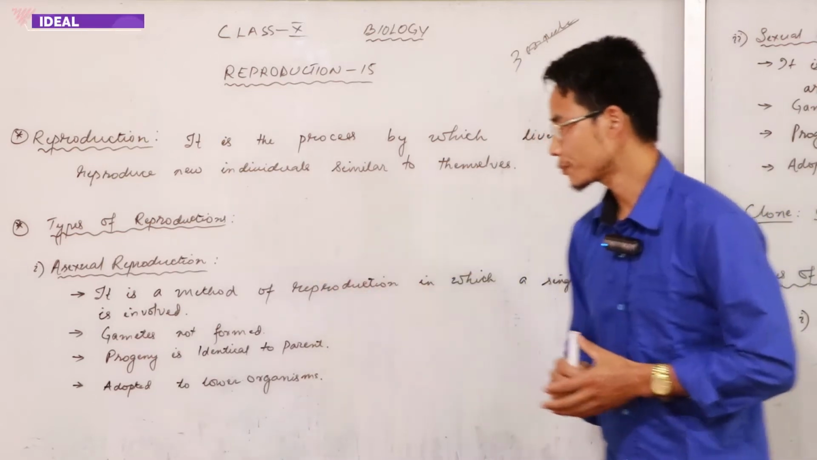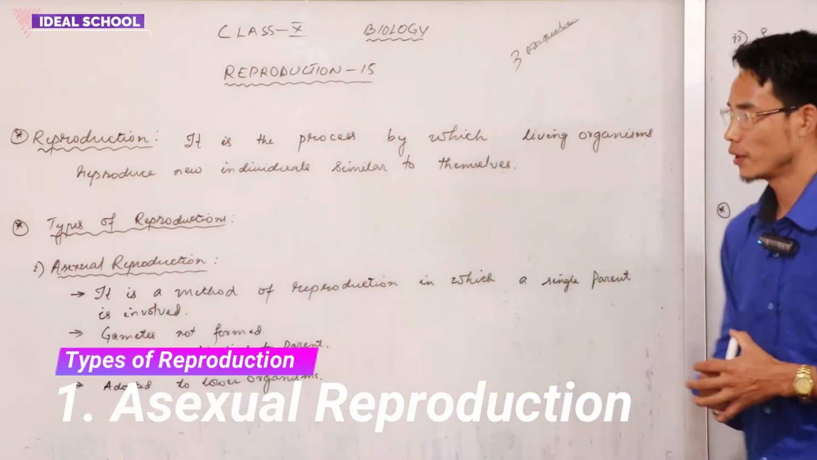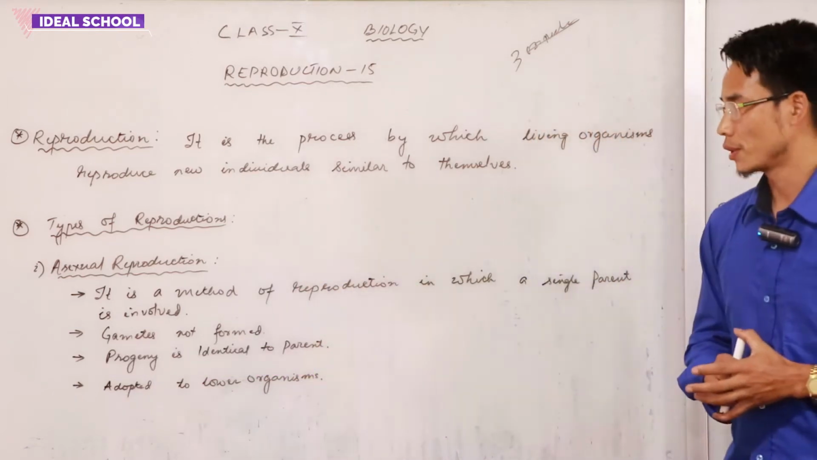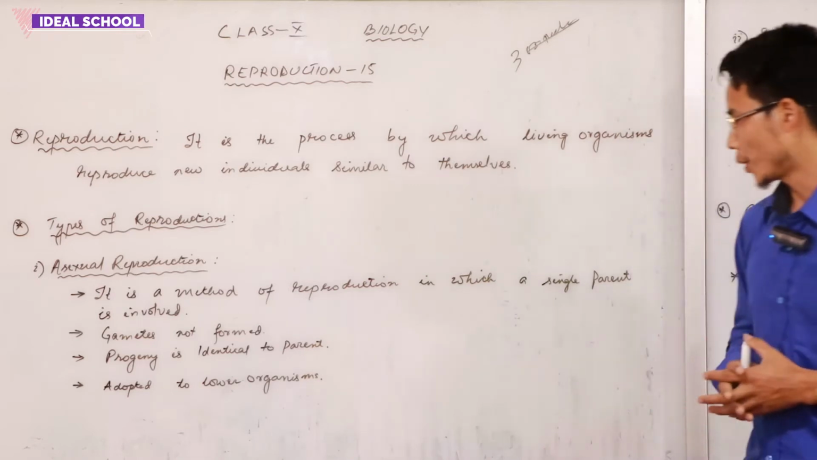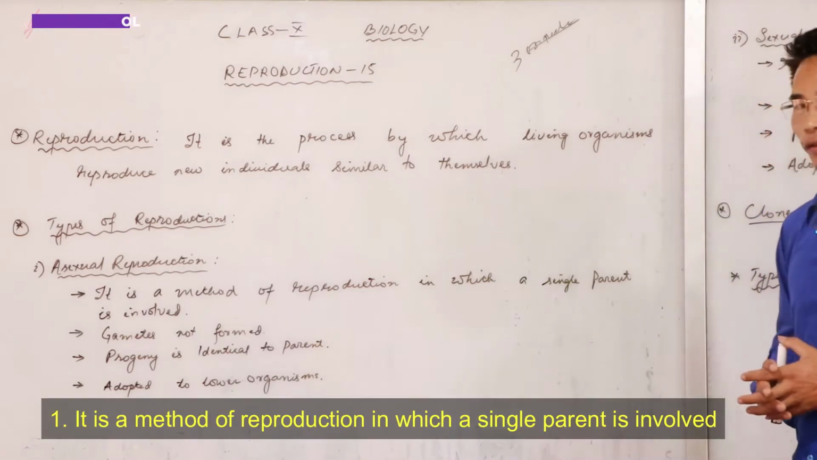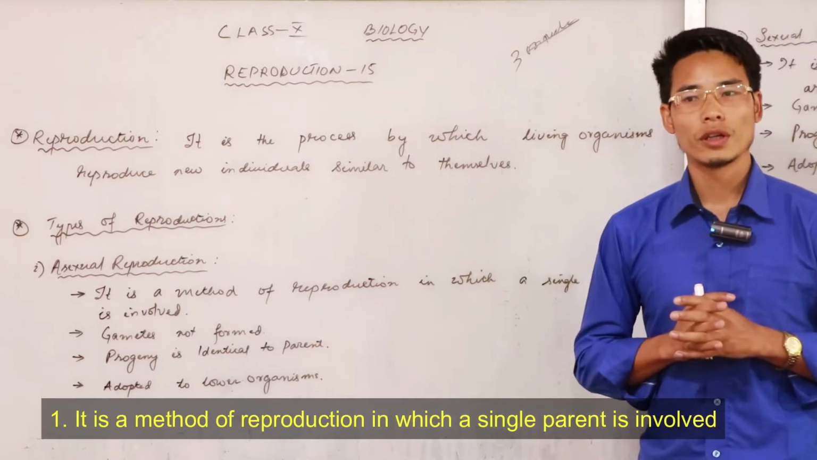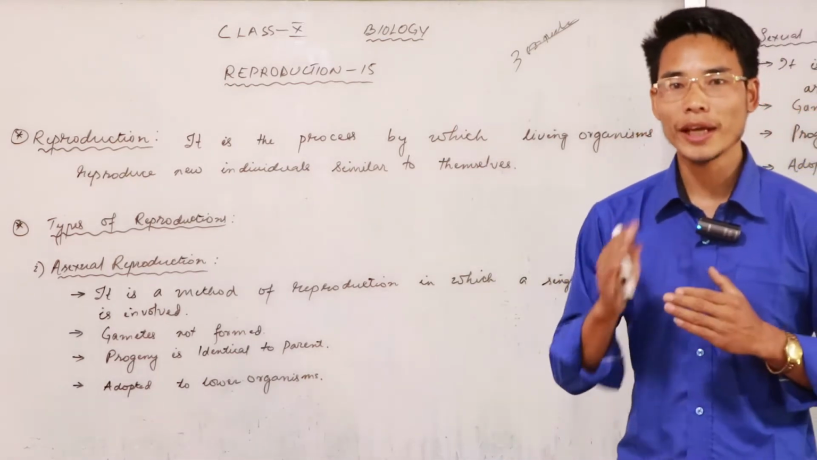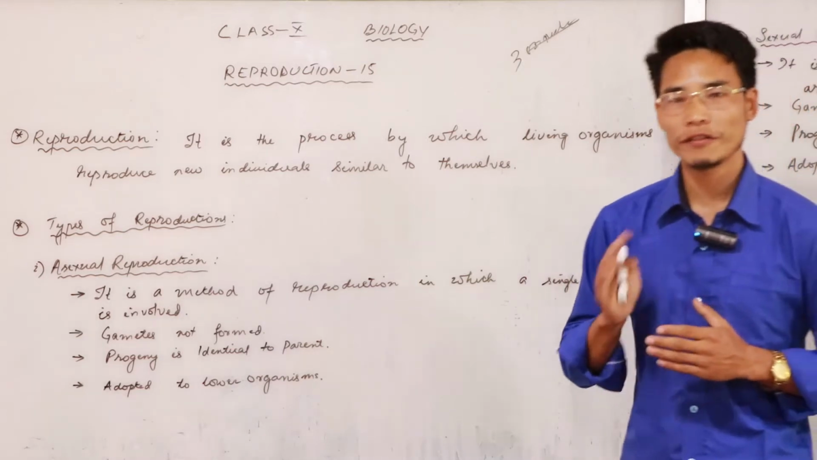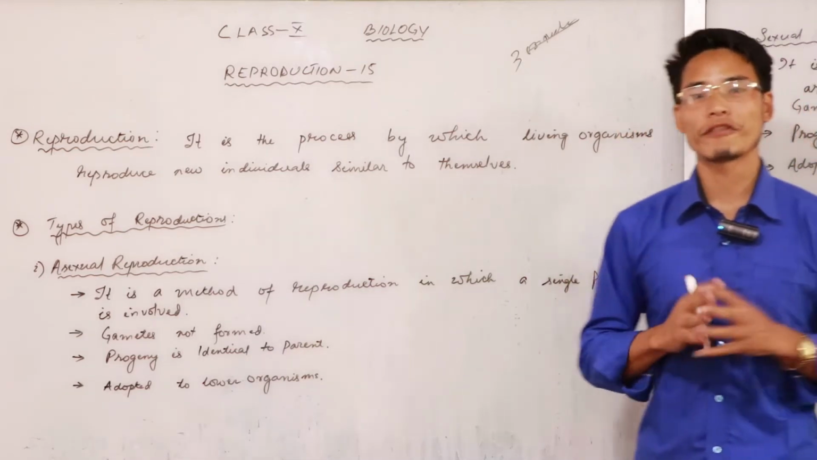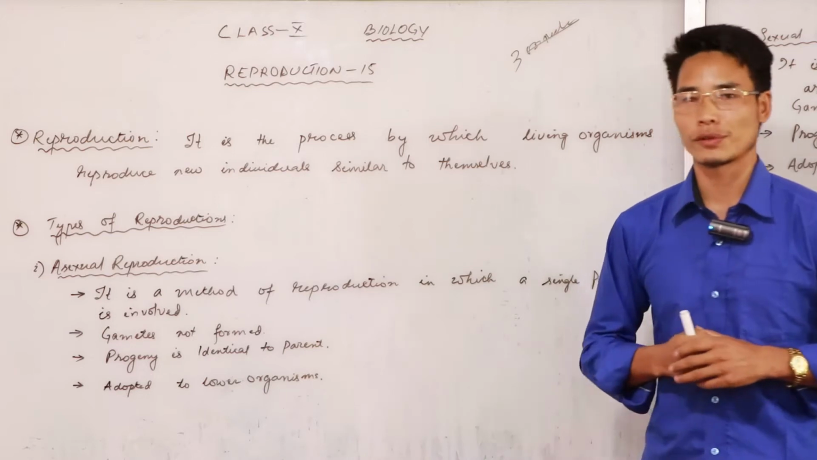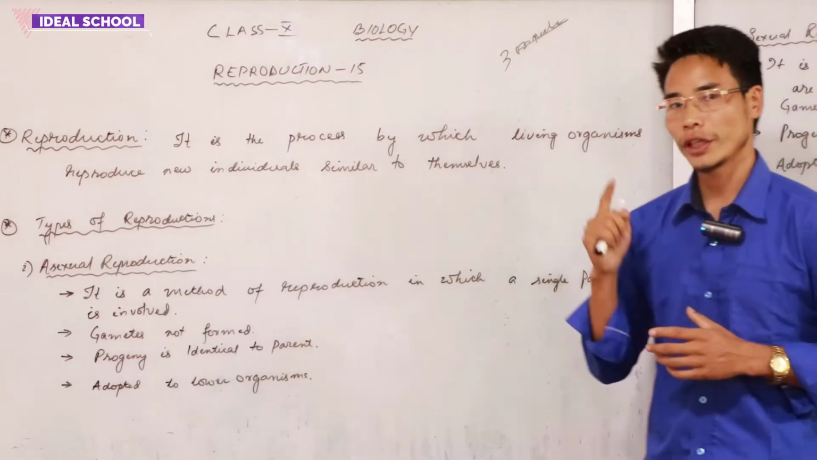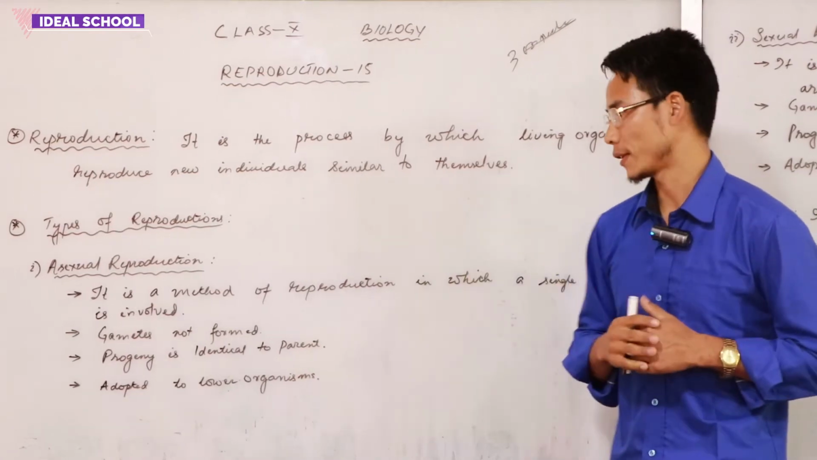Number one is asexual reproduction. What is asexual reproduction? It is a method of reproduction in which a single parent is involved. If male, only male; if female, only female. No need of both male and female. In asexual reproduction, only a single parent is involved in producing new individuals similar to themselves.